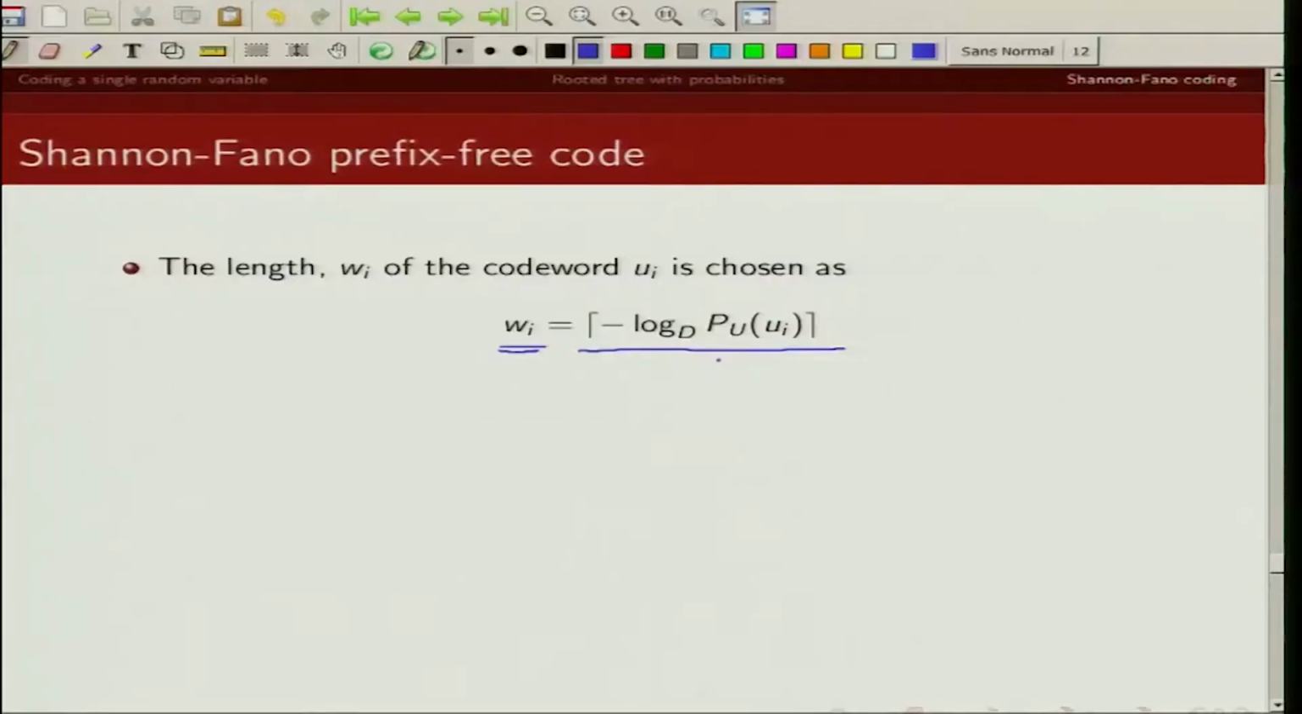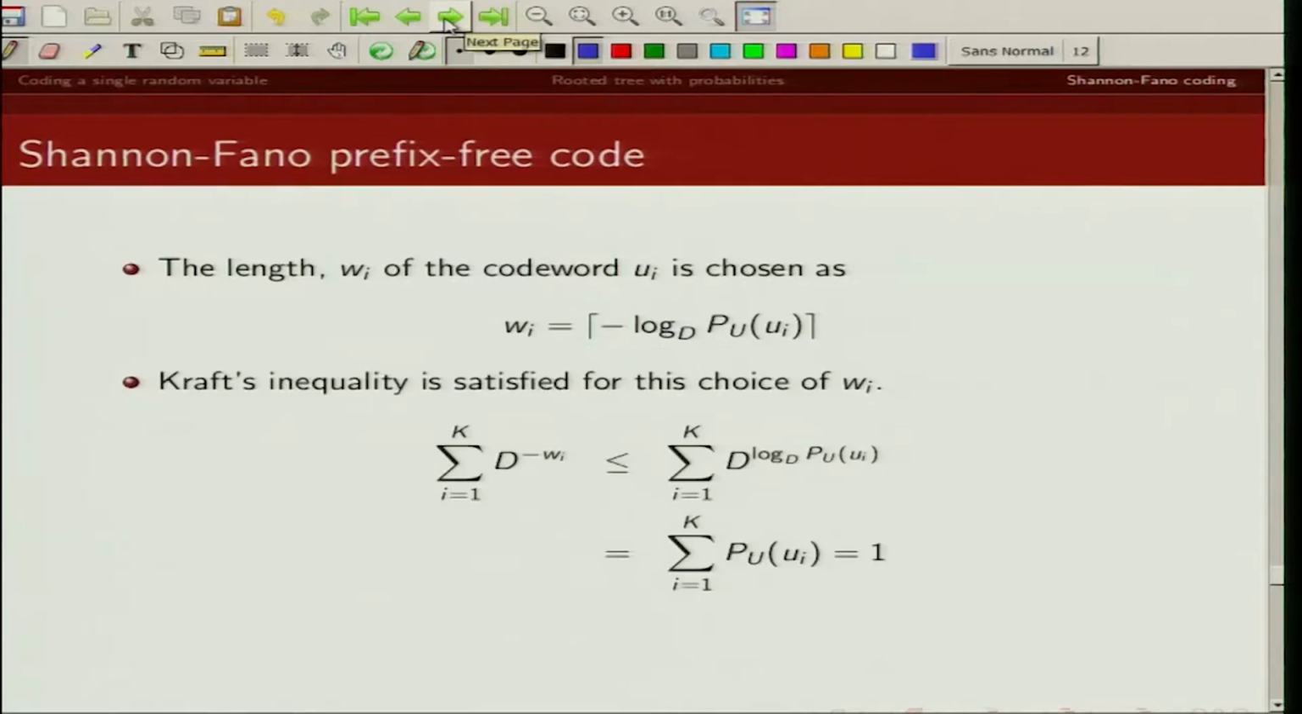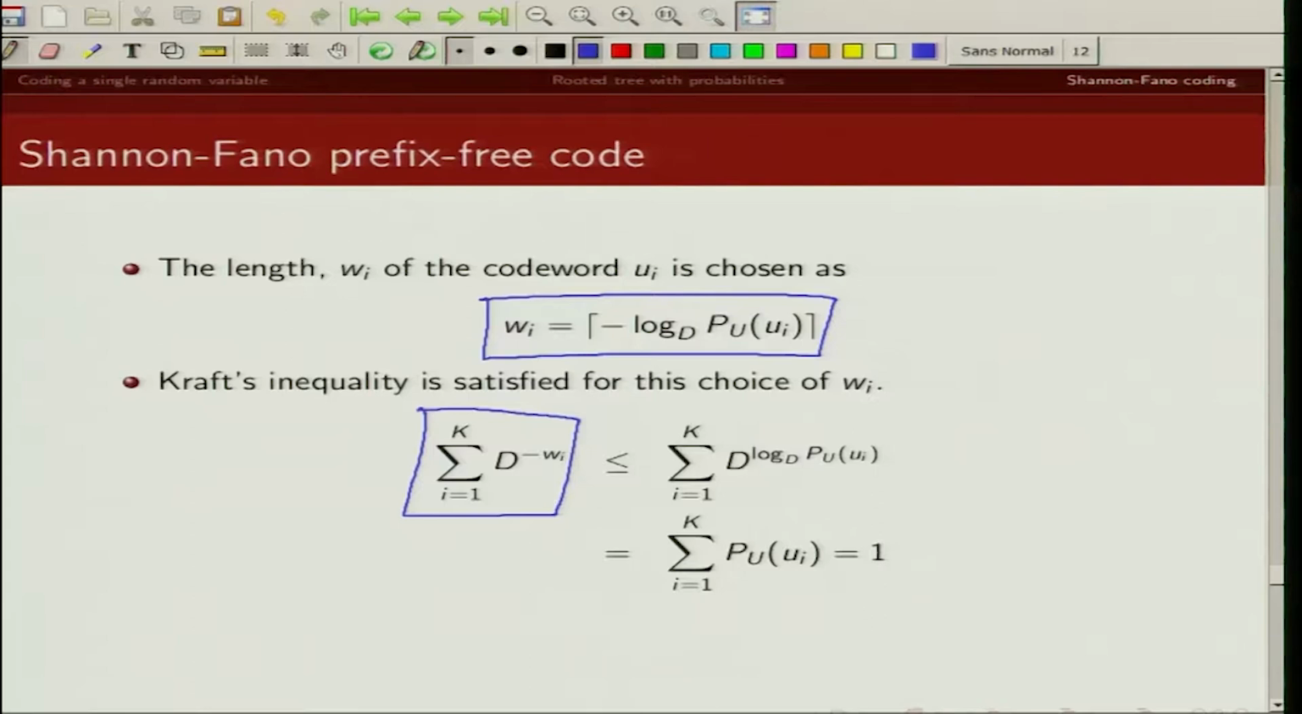Now to verify whether a prefix free code exists which has code word lengths given by wi, what do we need to do first? We need to first check whether Kraft's inequality is satisfied. So this is what we are going to do. We are going to check that if we choose wi in this particular way, will Kraft's inequality be satisfied. So what does Kraft's inequality say? If U is a random variable, then the sum over all k of D raised to the power minus wi should be less than or equal to 1.